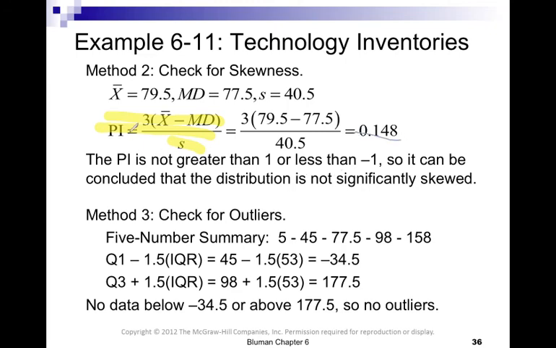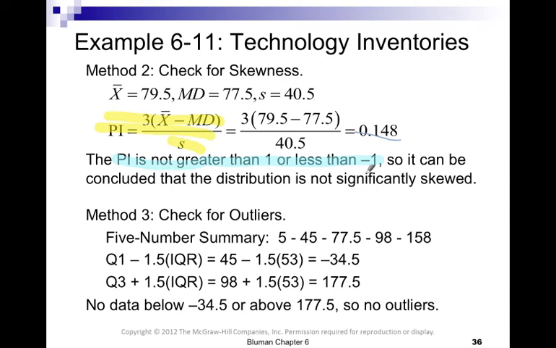Okay. So 0.148 is not bad. What we're going to look for is that the PI is not greater than 1 or less than -1. So it needs to be between -1 and 1. If it's between -1 and 1, it's good. We're good. Thumbs up. So it can be concluded that the distribution is not significantly skewed. And so that's what we're looking for, and that's where we are with this particular set of data.